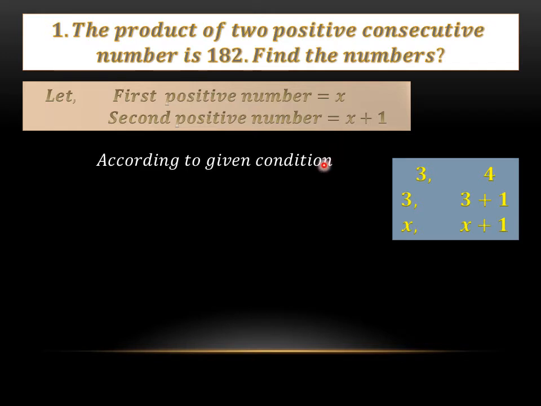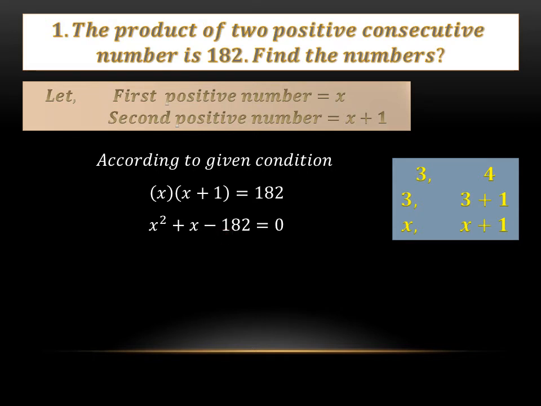According to the given condition, what was the condition? What we have to do with those two numbers? We have to find the product, which means multiplication. So we have written in brackets that x is going to multiply with x plus 1 and then is 182. It means the product of these two numbers should be equal to 182. So I have written is equal to 182. Now multiply the brackets. It would become x square plus x, and I have taken 182 to the other side of the equation. It has become minus 182.